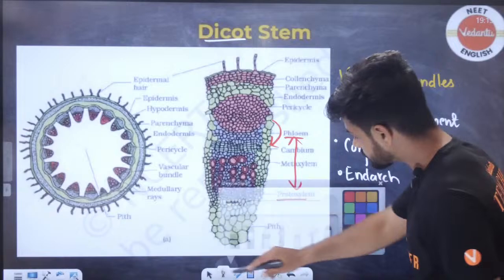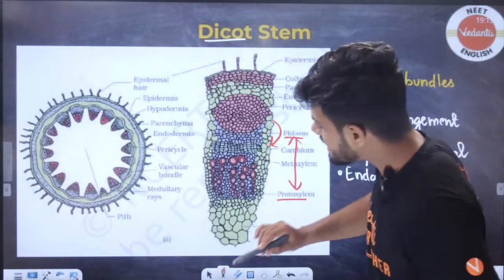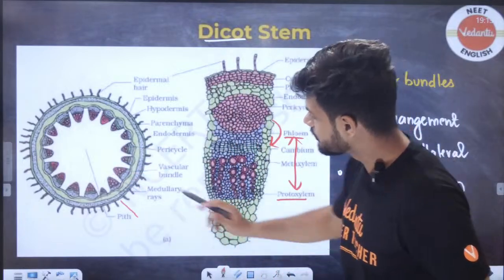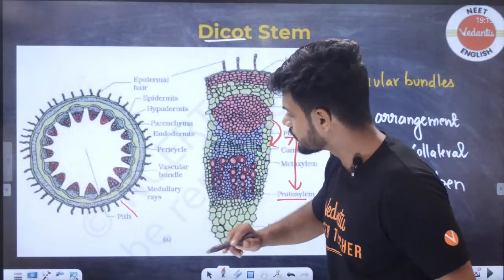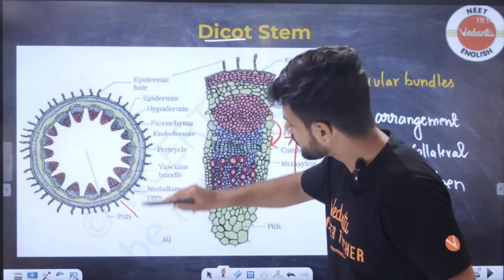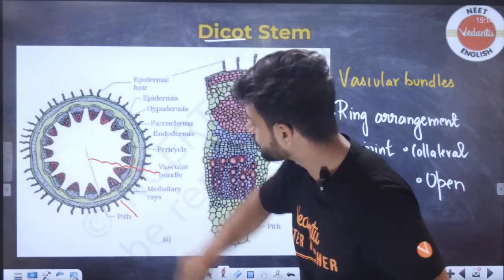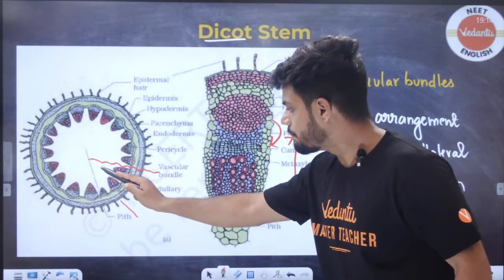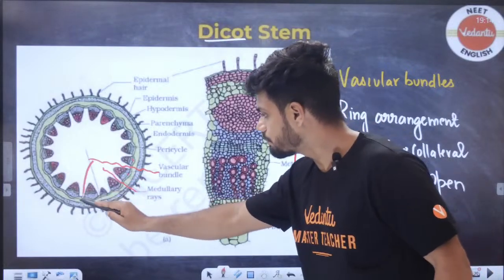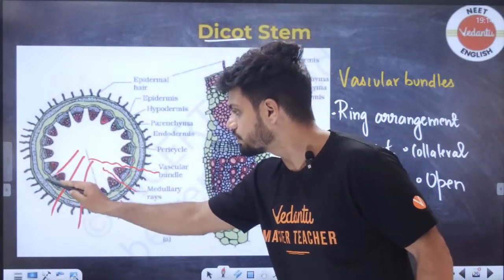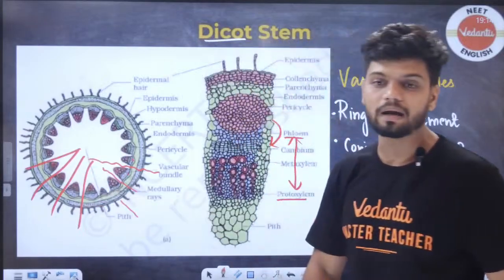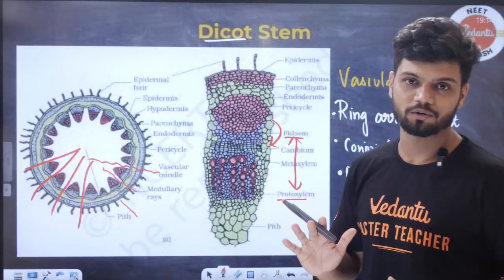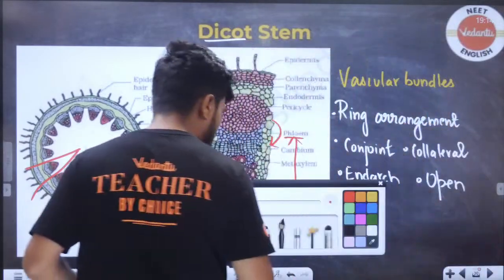Now students, here you need to understand, this is one bundle, and this is another bundle. Between two vascular bundles, there is a medullary ray coming out everywhere like this. The medullary ray undergoes dedifferentiation to produce the secondary meristem later on.